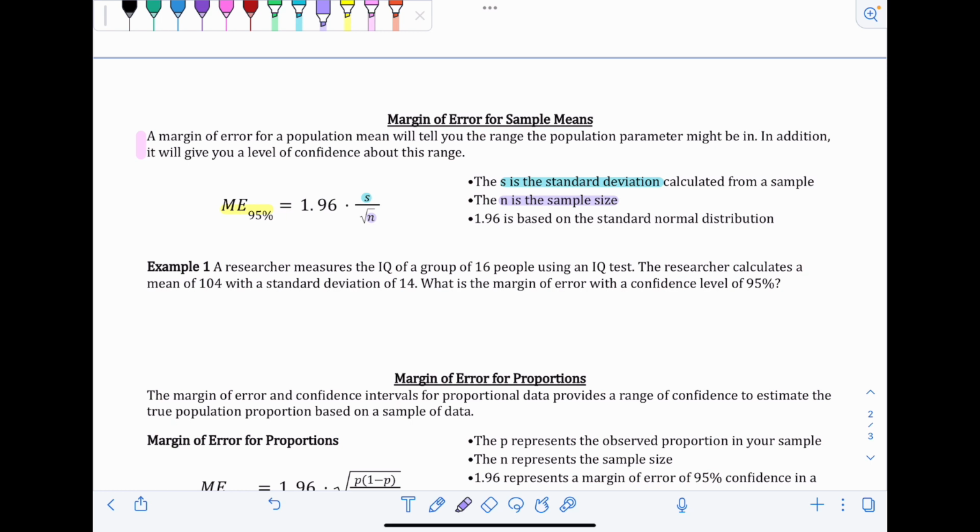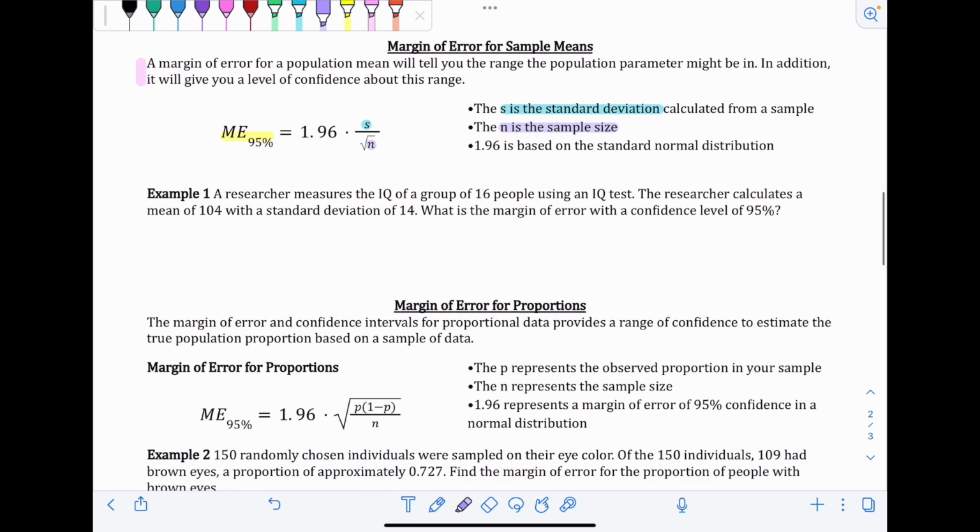And then, like I said, 1.96, we'll learn about that more in a future section, but it's based on the standard normal distribution. Okay, so example 1: a researcher measures the IQ of a group of 16 people using an IQ test. The researcher calculates a mean of 104 with a standard deviation of 14. What is the margin of error with the confidence level of 95%?